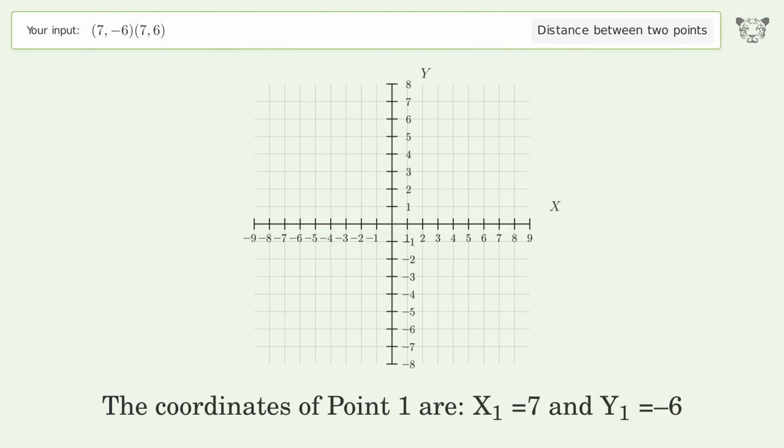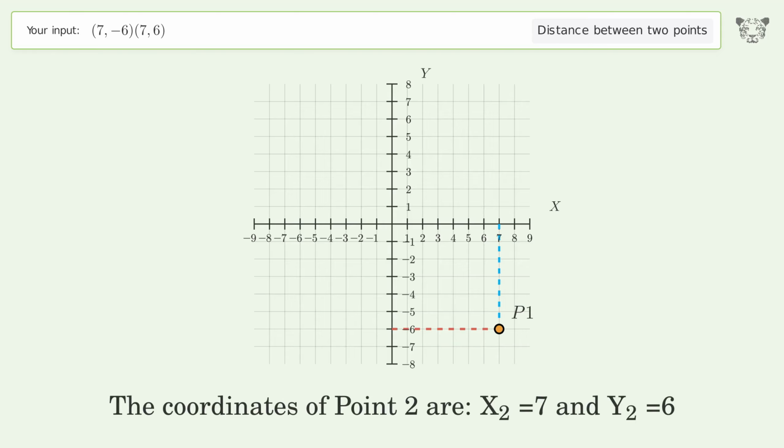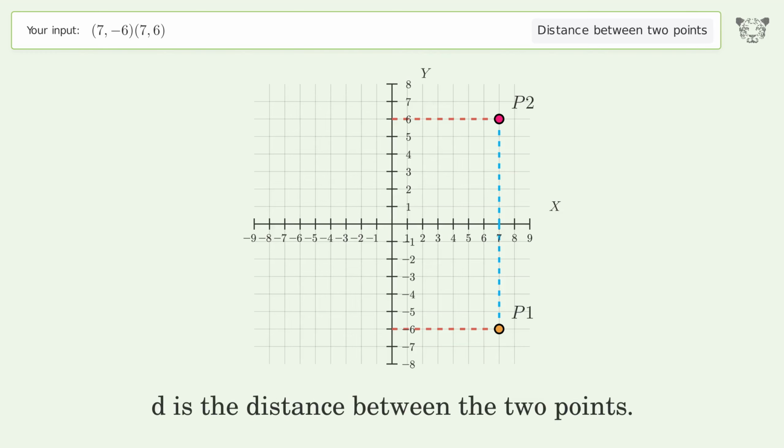The coordinates of point 1 are x1 equals 7 and y1 equals -6. The coordinates of point 2 are x2 equals 7 and y2 equals 6. D is the distance between the 2 points.